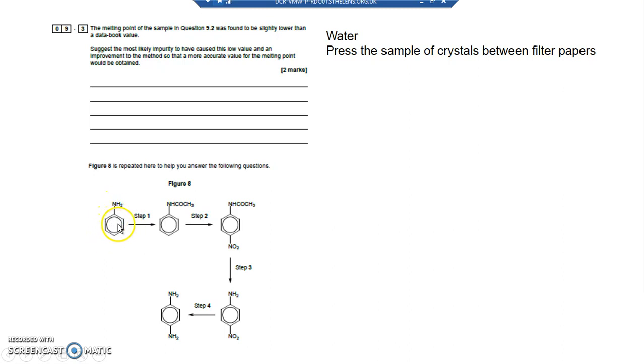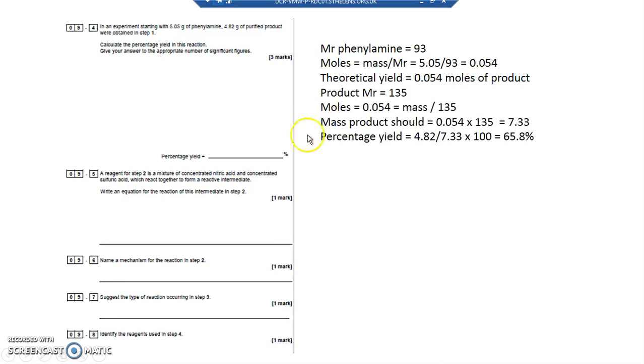So you've got 6 times 12 for the carbons, 4 times 1 for the hydrogens, and you've got 14 for the nitrogen and 2 more for the 2 hydrogens. So you can work out the MR. The MR of phenylalanine comes out as 93. So I've got the mass of phenylalanine, 5.05. So moles is mass divided by MR. I've got 0.054.